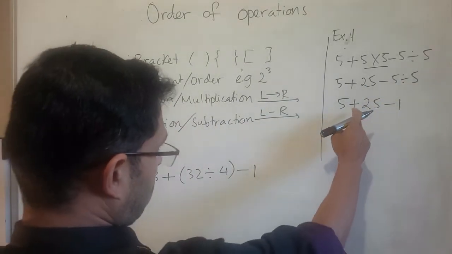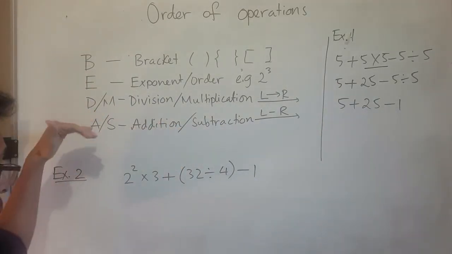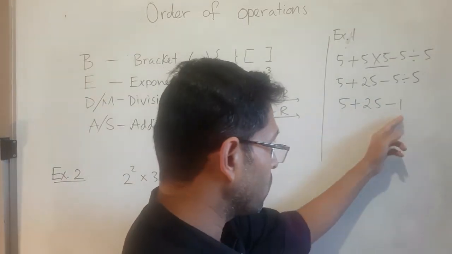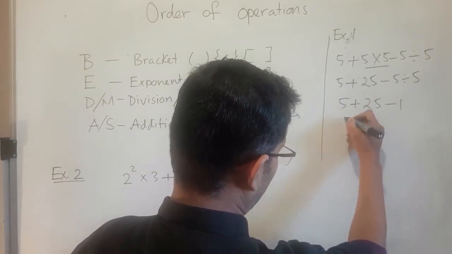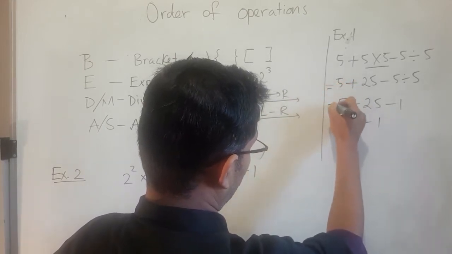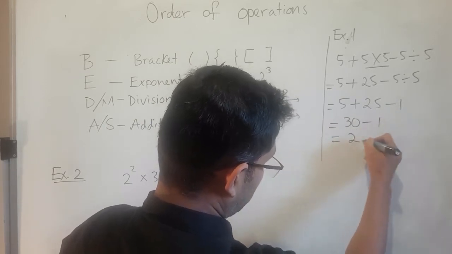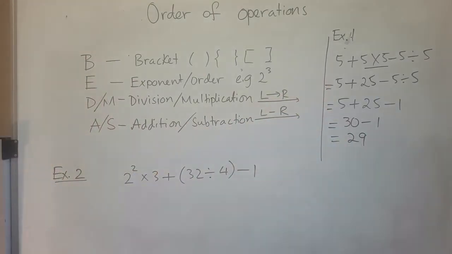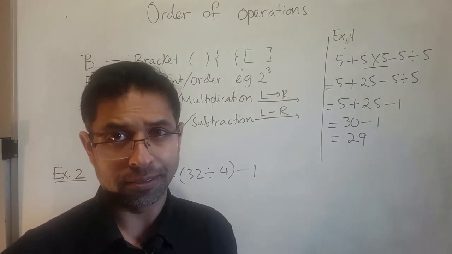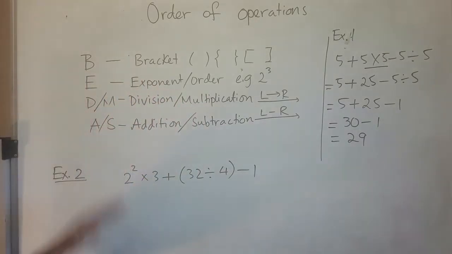Now for addition and subtraction, we can do any one of these, there is no order for it, but we have to follow left to right. So when you go left to right, we have to do the addition first, then subtraction. So it means 25 plus 5, which is 30, minus 1. We can put equal, all equivalent. So equal to 30 minus 1, which is 29. So 29 is the answer for that. If you don't follow the order, definitely you will end up with the wrong answer. So when we have multiple operations, make sure that we are following this order.